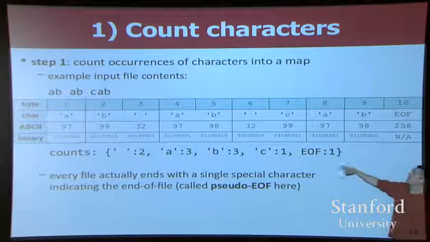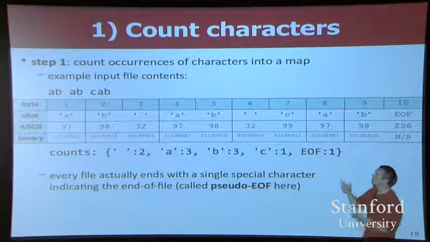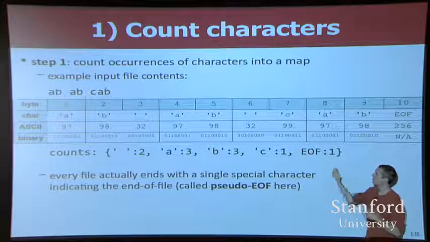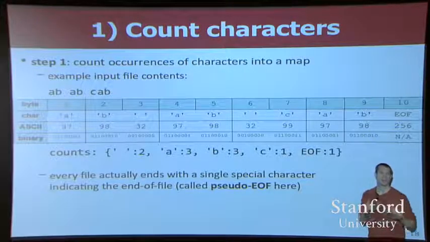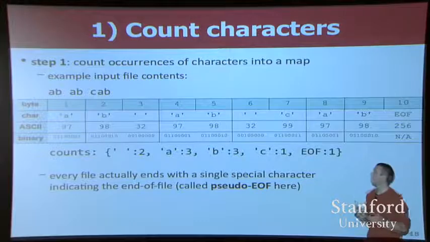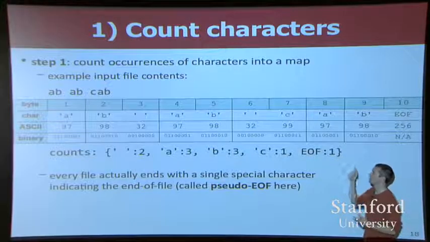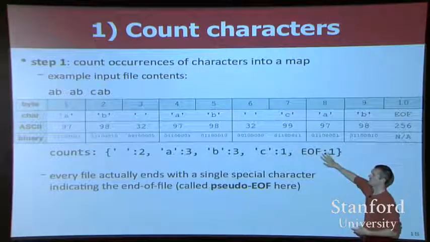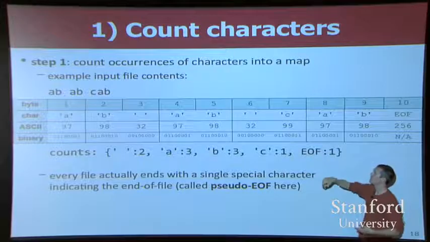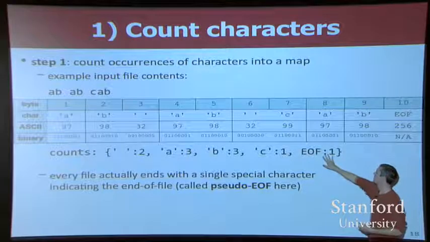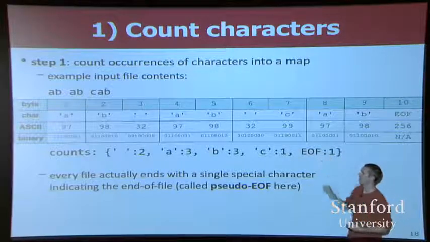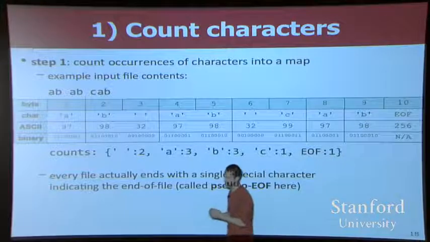Now we have this 10 bytes, and we loop over those bytes, and we just use a map. We just map from what character we see to how many times we've seen it. We've done counting examples like that plenty of times before. If you just loop over the characters and count them up in this map, you end up with this set of counts, right? It's 2 spaces in there. There's 3 A's, there's 3 B's, there's a C, and we have one fake EOF, end of file character, right? Okay, you count those up.